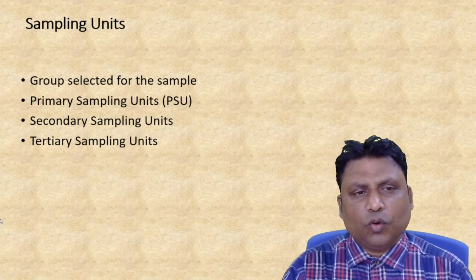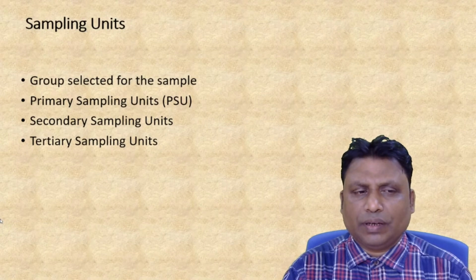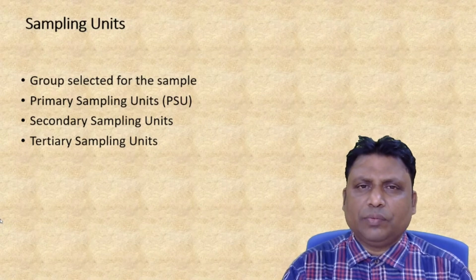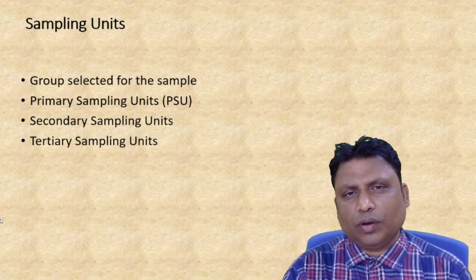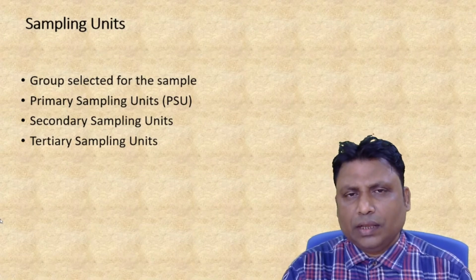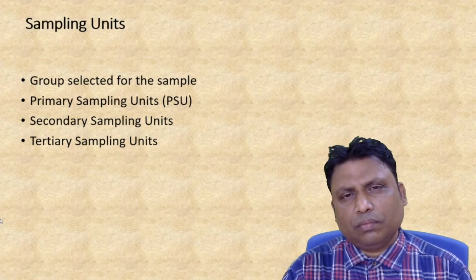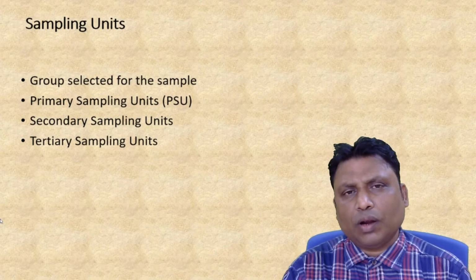The groups are rated for the sample as the primary sampling unit (PSU), secondary sampling unit, and tertiary sampling unit. If the units are many, you divide them again. Suppose you want to collect information from your block: how many are educated and how many uneducated. In your block there are various panchayats. If the block is one unit, then the panchayat is the sub unit, so in the panchayat also you can say this is a sampling unit.